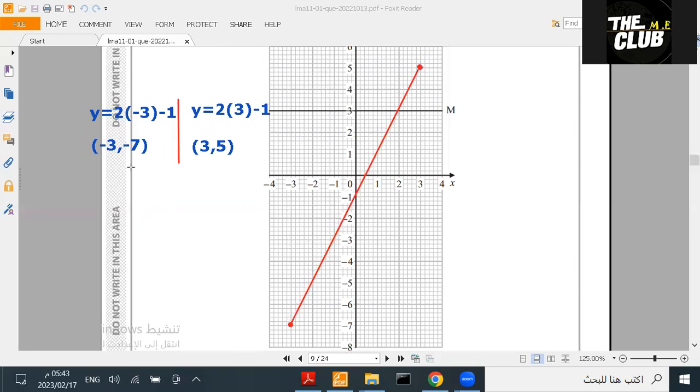So what did we do first? We took the equation and substituted x with negative 3, and y came out negative 7. When we substituted x with 3, we got y is 5. We plotted this point here and this point here, and then we connect the 2 points. This is the line that is the answer. That's it for question 17B. Let's move on to question 17C.